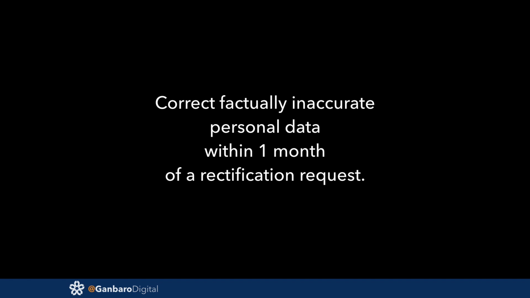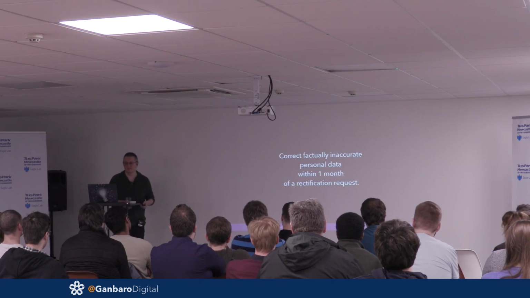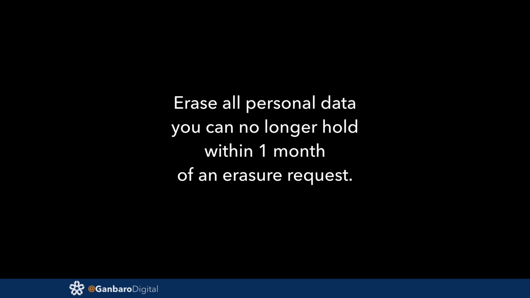Someone can issue what's called a rectification request and say, you've got factually incorrect data on me, you need to repair it. And you've got a month to put that right. Okay? So this is the flip side of some of the obligations we've seen earlier on. You can issue an erasure request and say, I no longer want you to hold that data. And if, for example, the only reason you've got that data is consent, that means your lawful basis may have lapsed, and therefore you've got to delete it. And again, you've got a month to do that.